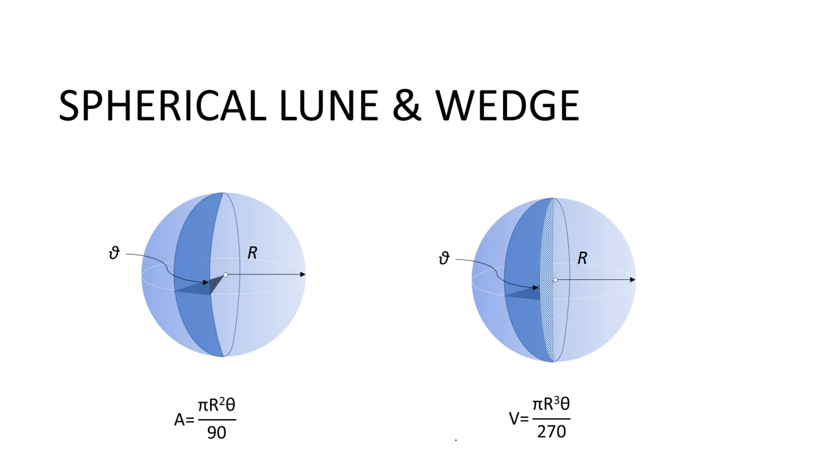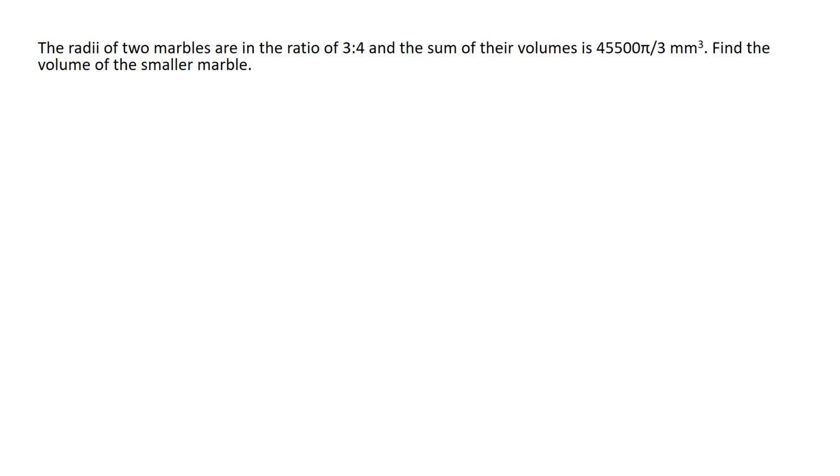Alright, so let's solve sample problems. Alright, so tara, solve na ta. Number 1 for this session: the radii of two marbles are in the ratio of 3:4, and the sum of their volumes is 45,500 pi over 3 millimeter cube. Find the volume of the smaller marble.